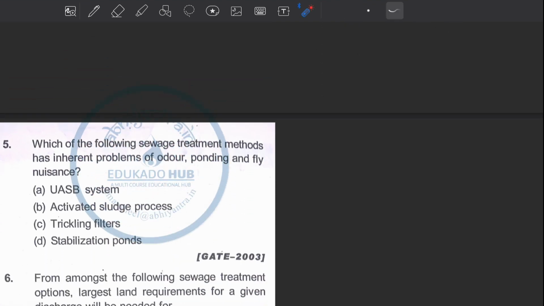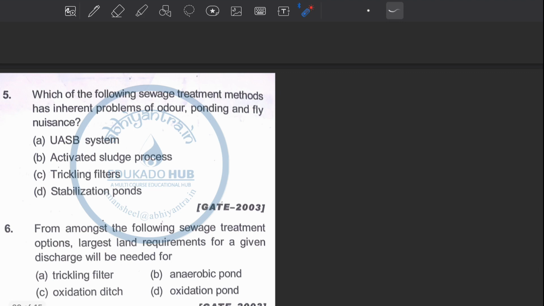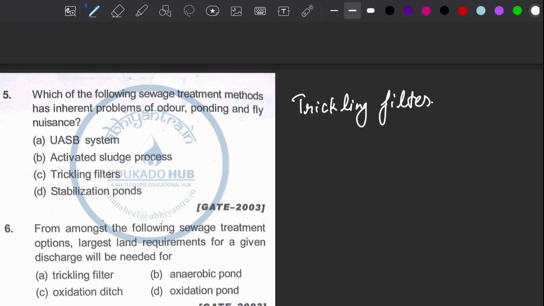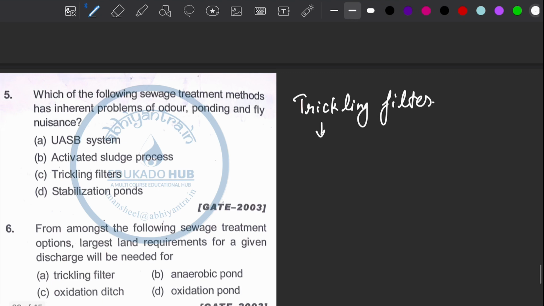Now next is question 5. Which of the following sewage treatment methods has inherent problems of odor, ponding and fly nuisance? The problem of odor, fly and ponding is mainly from the trickling filter. This problem arises only in trickling filter. Odor is due to anaerobic decomposition, and fly nuisance.